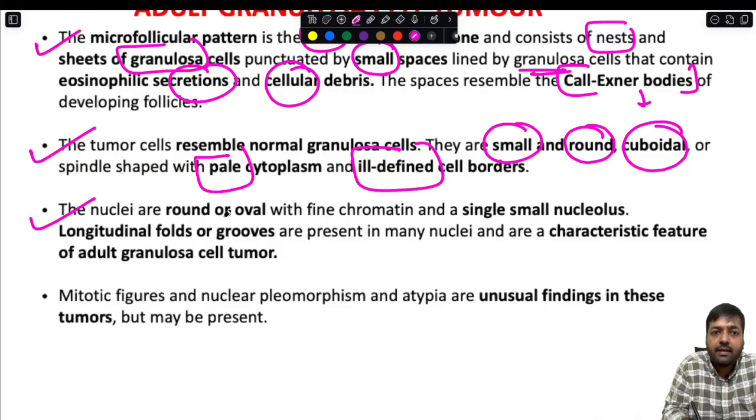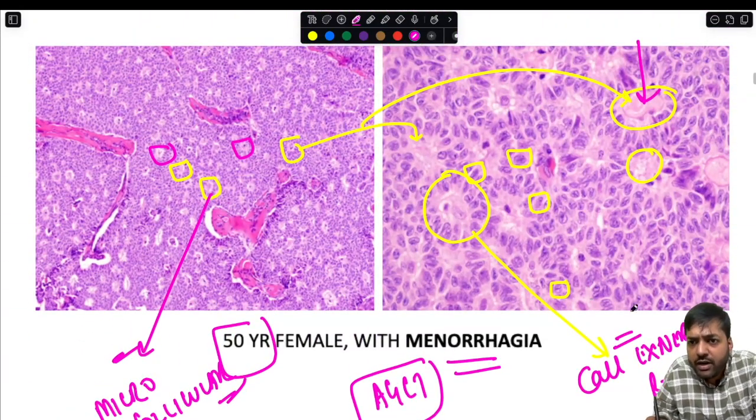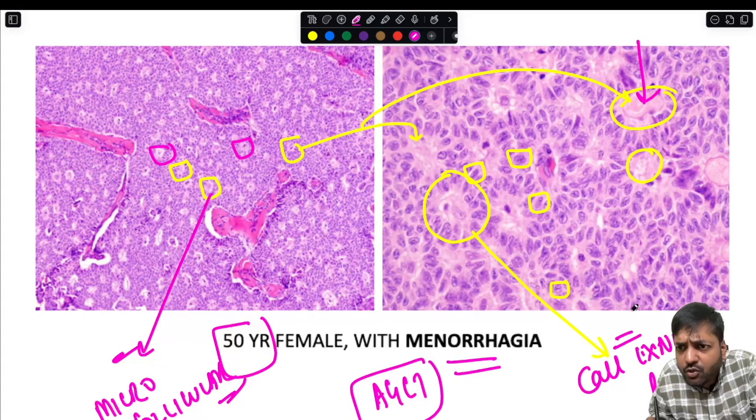The nucleus is round or oval with fine chromatin and a single small nucleolus, as I have already shown you. One important characteristic feature is the nuclear folding. This longitudinal fold or grooves, which is present in many nuclei, is a characteristic feature of adult granulosa cell tumor, as I have already shown you over here.